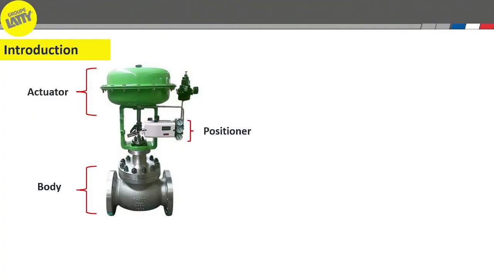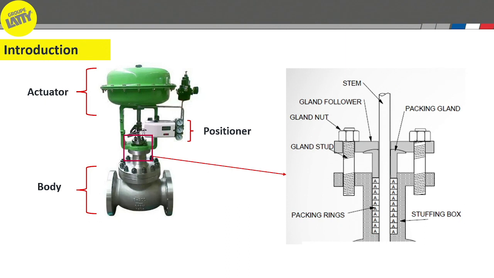So here we have an example of a valve. The main structure of a valve is composed of an actuator which drives the stem, and the positioner which gives us the desired position of the stem, and we have a body where the pressure is confined and sealed. In the valve, generally you find a sealing solution to avoid fluid escaping from the confined fluid to the atmosphere. Here we are concerned with a packing solution, so sealing with packing.